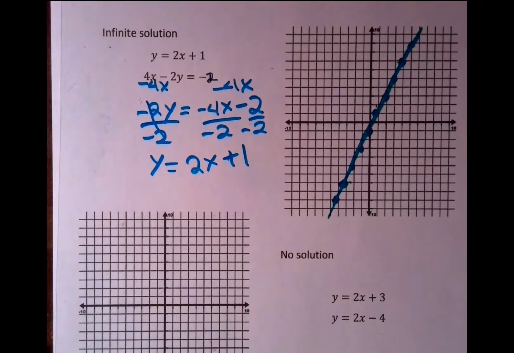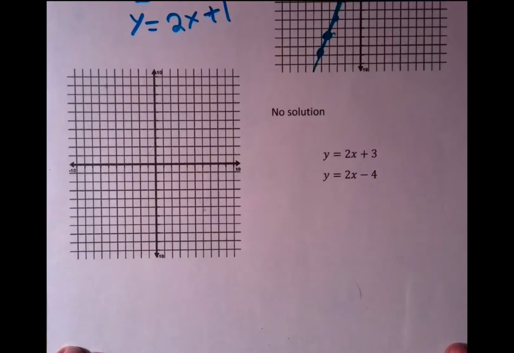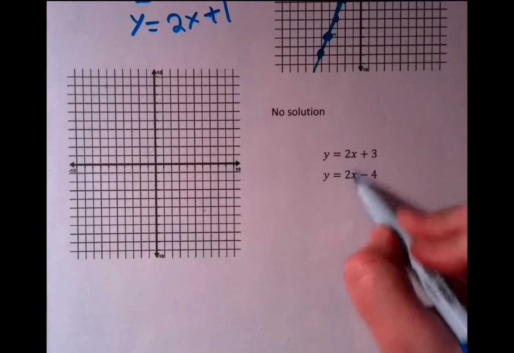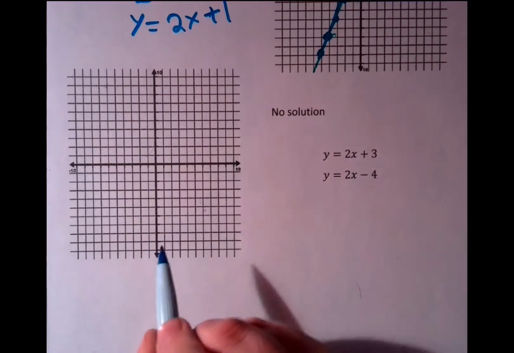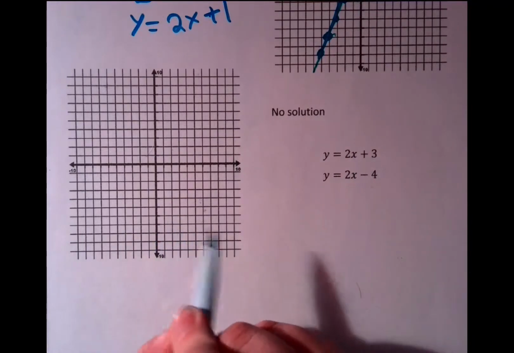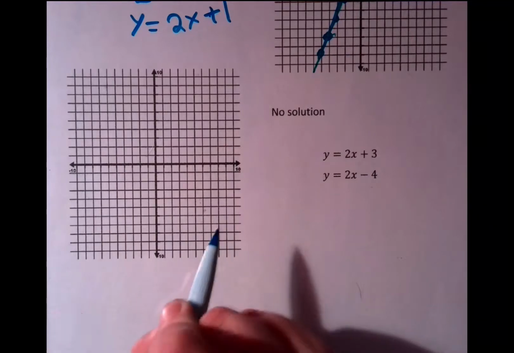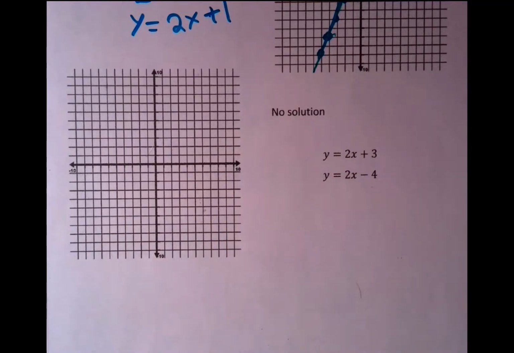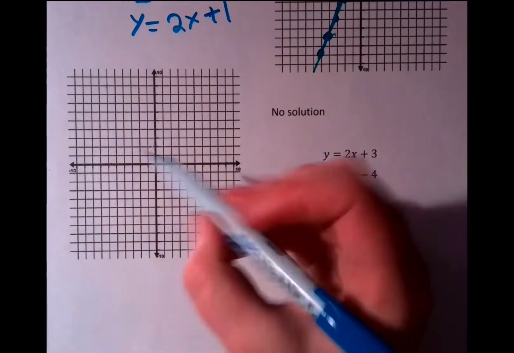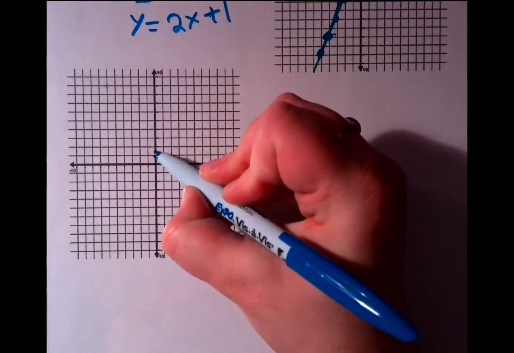All right, now no solution. What do we notice about no solution? They're not the same line because everything's not exactly the same, right? But what is? My slope. There's something about same slope but different y-intercepts that we learned about in the last video I did. So just graphically, what does this look like?